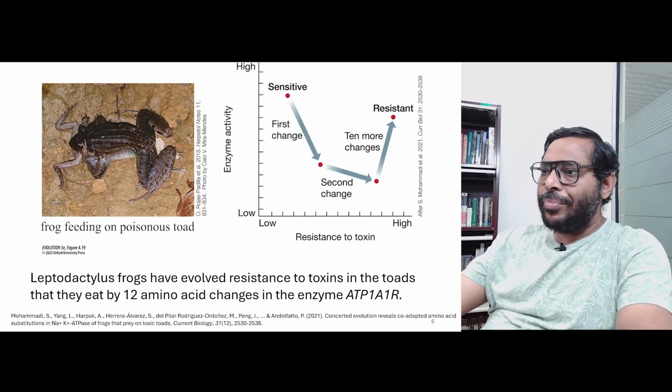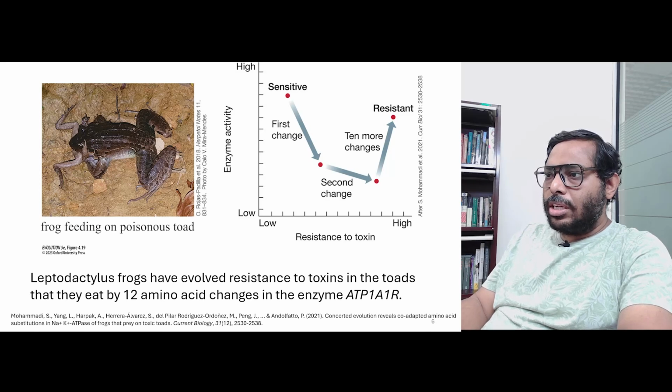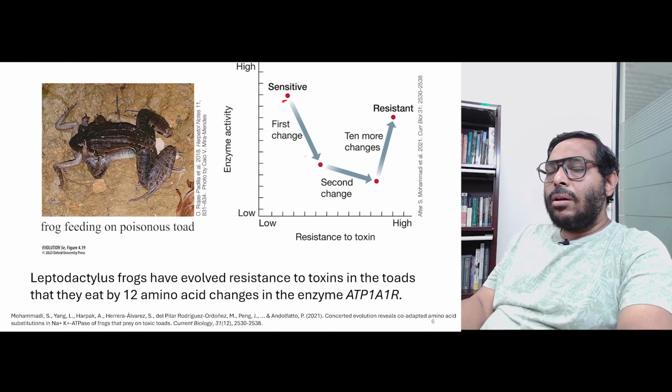They saw that initially, in terms of resistance to toxin, the organism was here, and then when the first mutation happened, that increased the resistance to toxin quite a bit, but it also ended up reducing the enzyme activity.